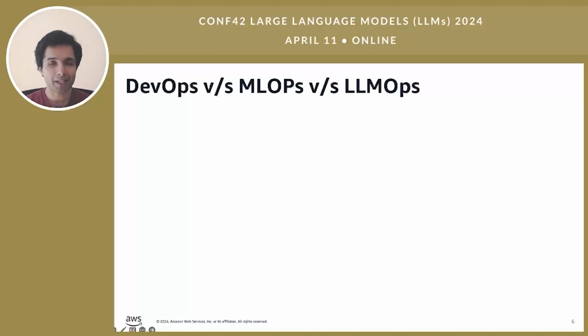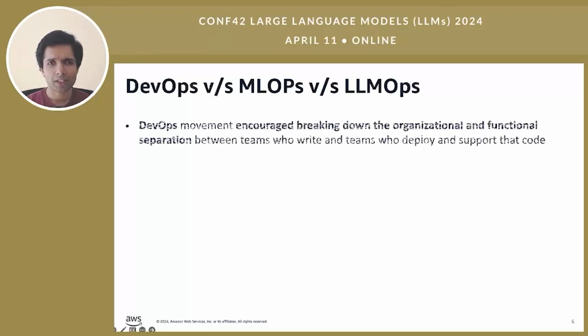DevOps, MLOps, and LLMOps. DevOps as a term has been around for a pretty long time. It's basically encouraging you to break down the silos, start having the organizational and the functional separation removed from the different teams, and have ownership end-to-end, so that whatever you're building, you are also running and supporting that code.